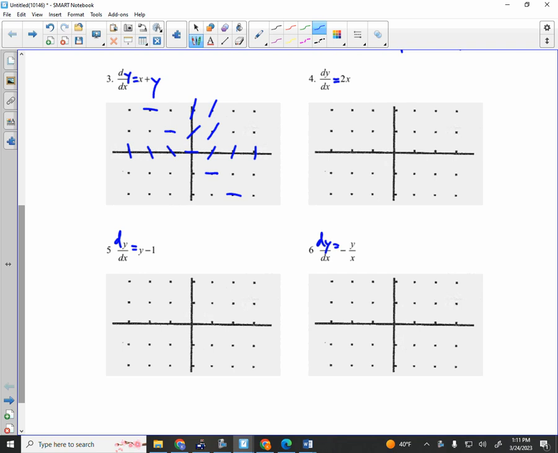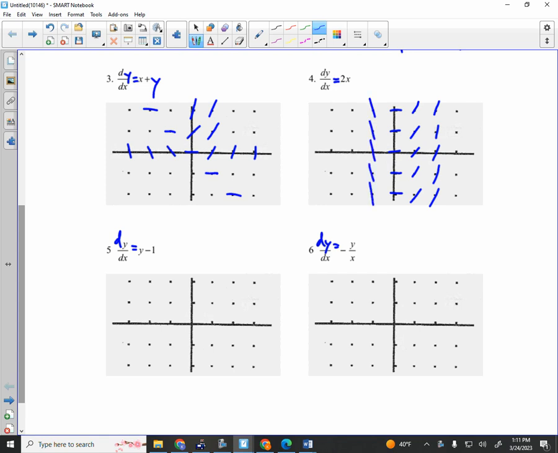Along the x-axis or along the y-axis? Along the y-axis, x is equal to 0. So therefore, I have 0, 0, 0, 0, 0. What is true about all of these coordinates here? X is 1, so therefore the slope will be 2. All along here, x is 2, so the slope will be 4. As I back up 1, the x value is negative 1, so the slope will be negative 2.